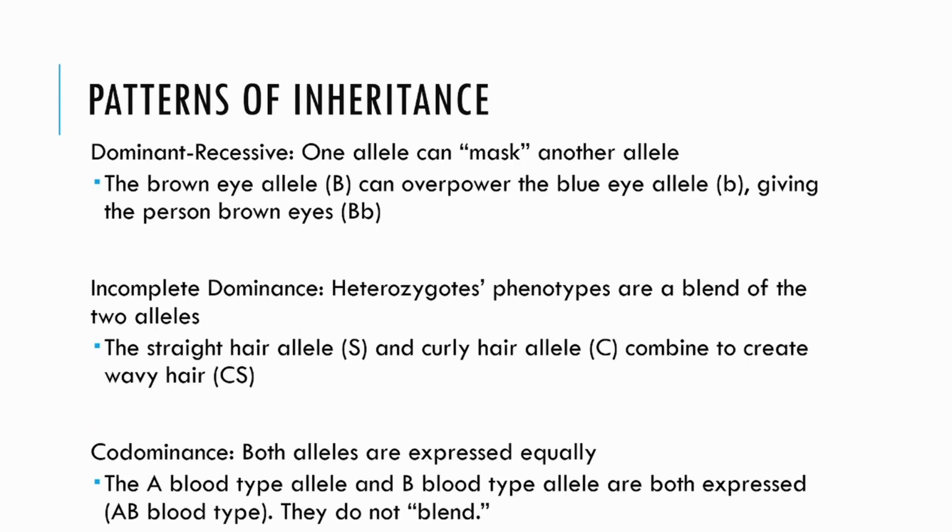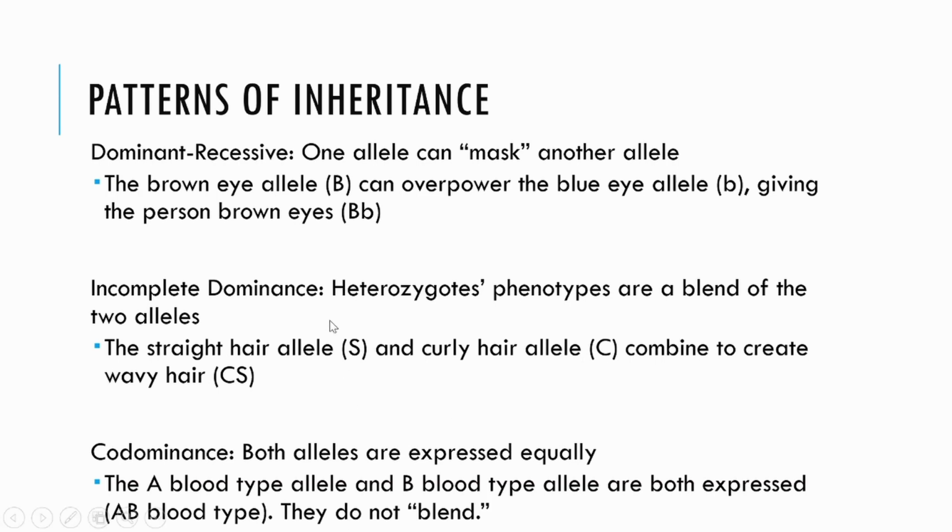And there's a few ways that we can pass information on. Not every gene is going to use the same pattern of inheritance when passing on information. We're going to focus mainly on the first one here, the dominant and recessive relationship, where one of the alleles is dominant over the other and it can mask the recessive allele.